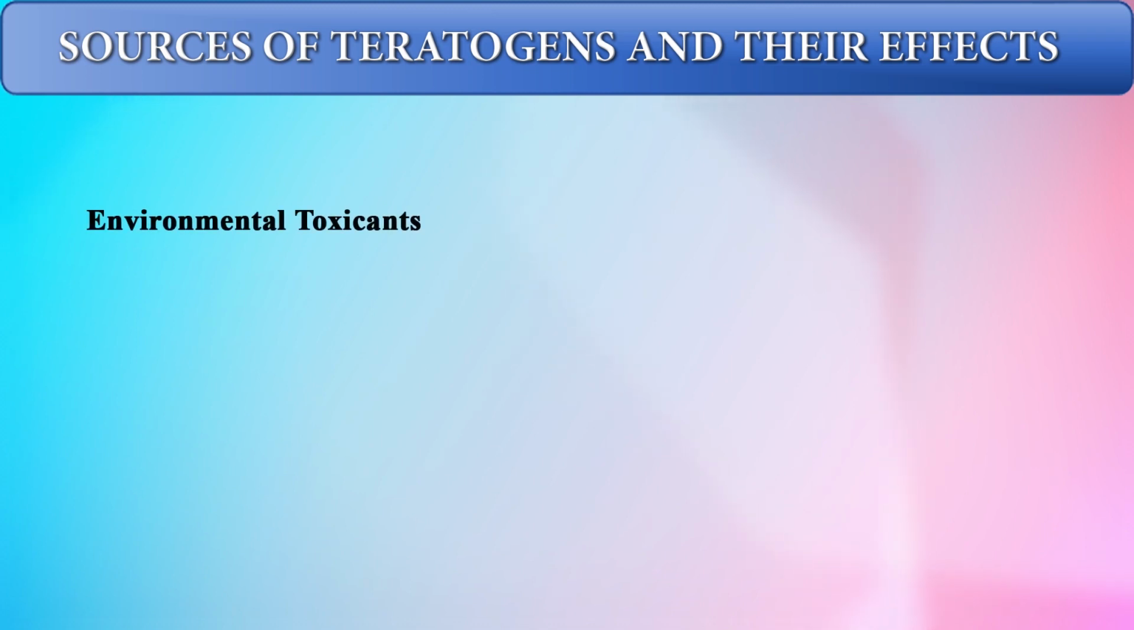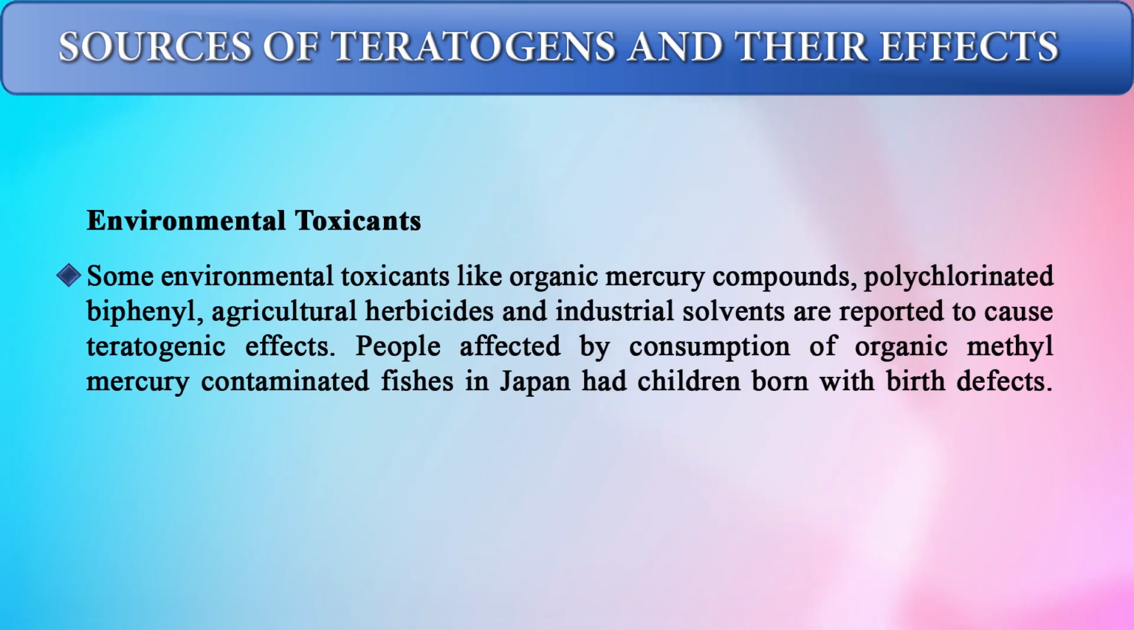Environmental toxicants. Some environmental toxicants like organic mercury compounds, polychlorinated biphenyls, agricultural herbicides and industrial solvents are reported to cause teratogenic effects. The people who had consumed organic methyl mercury contaminated fish in Japan had children who were born with birth defects.